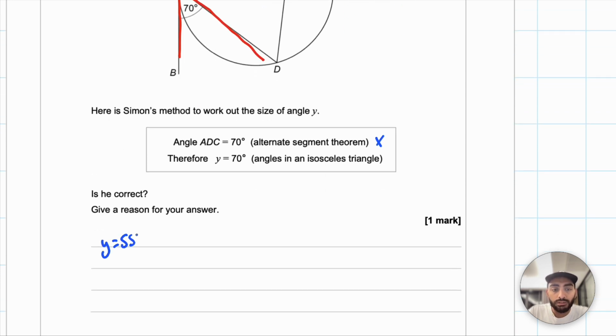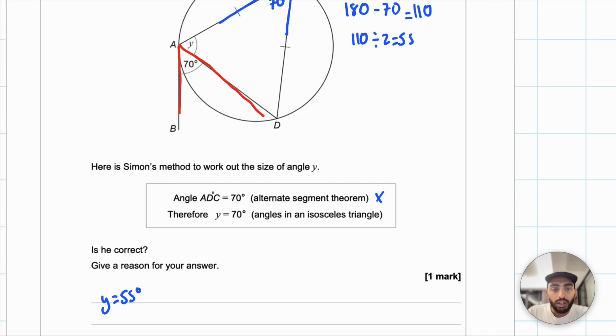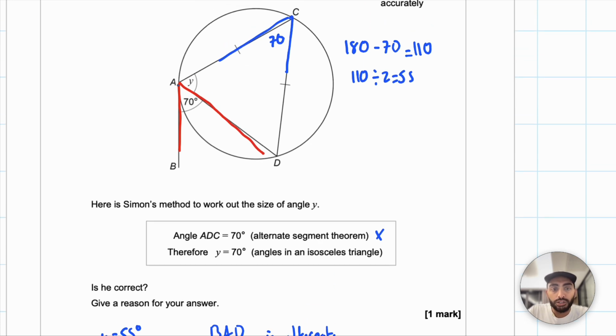Y equals 55. If we want to prove Simon's method is wrong, he said ADC equals 70, but we know BAD is alternate, not to ADC, but to ACD.